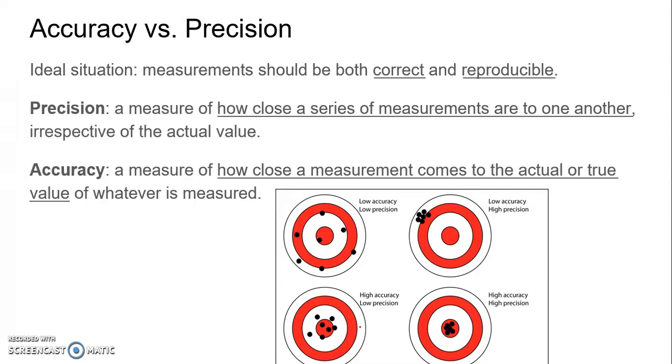Now let's take a look at this one. In this one you will see that you have more shots at the intended goal, which is the true value. So we would say that this is high accuracy. But you make 7 shots, and the shots here are far away from each other. So it means it is low precision. For this one, however, you see that all 7 shots occur right in the center. So we would say this is high accuracy and high precision.